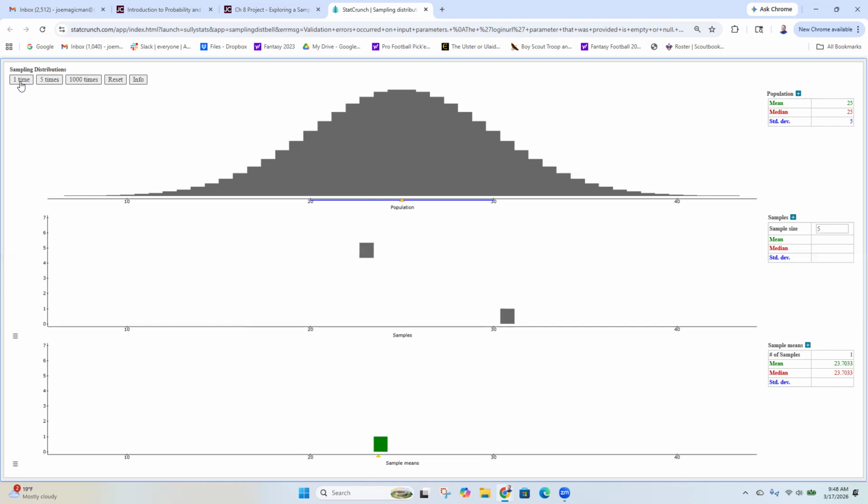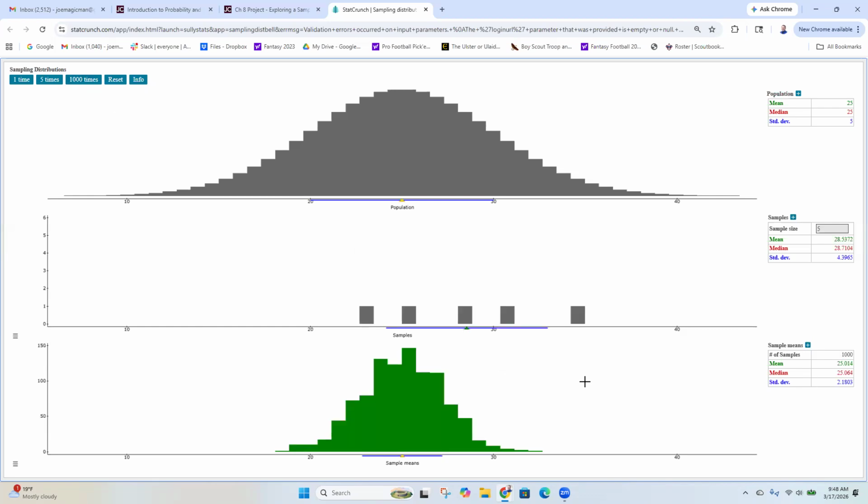If I did another 5 people and then took their average, it's doing the same thing. All that's different is I'm doing a bigger sample size. Still taking their average, plotting it in green down here. I'll hit reset. So make sure your mean is 25, median is 25, standard deviation is 5, sample size is 5. Hit 1,000 times, and there is our result.